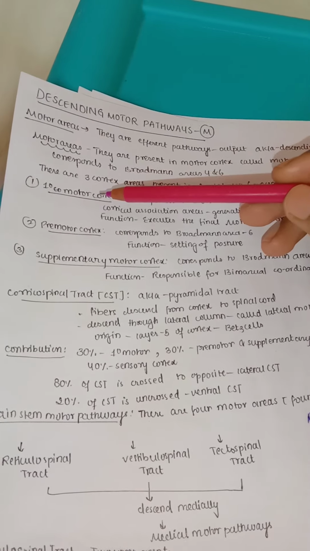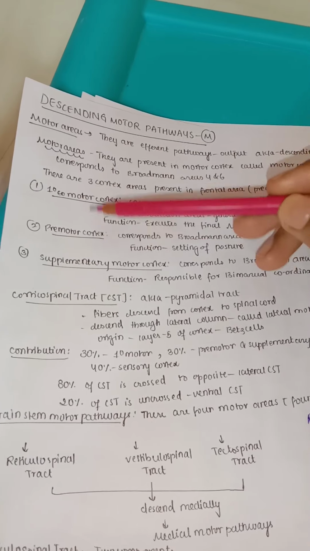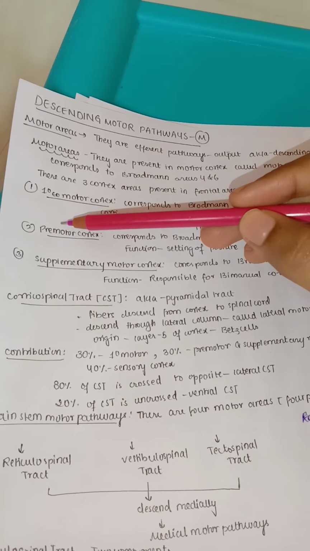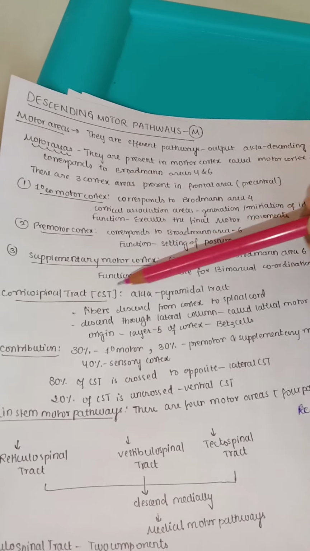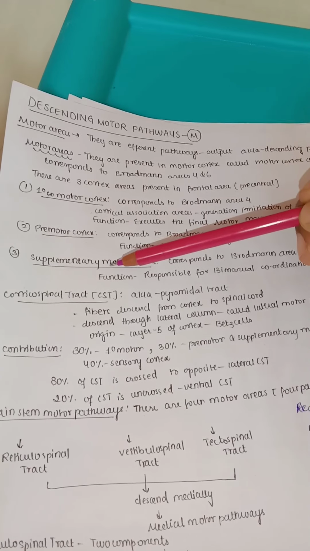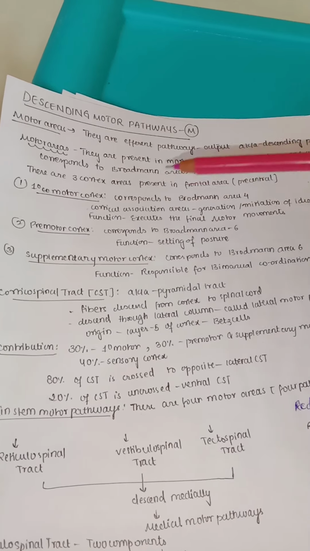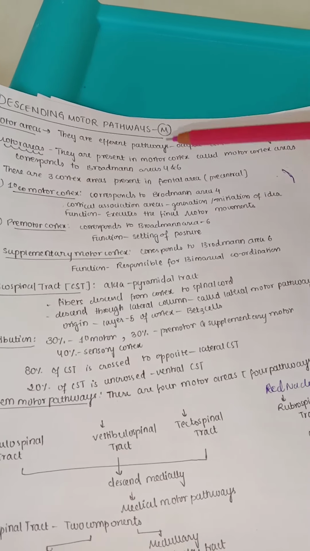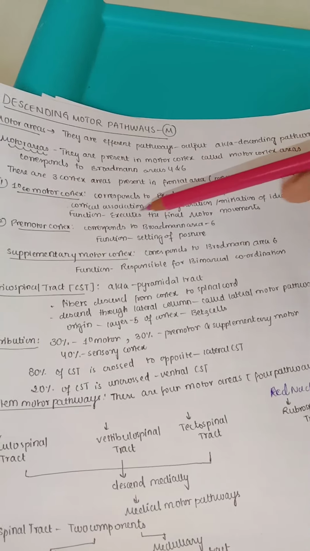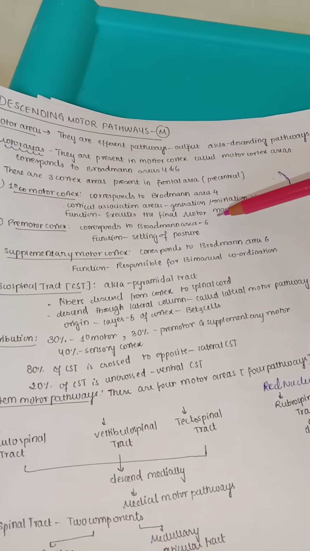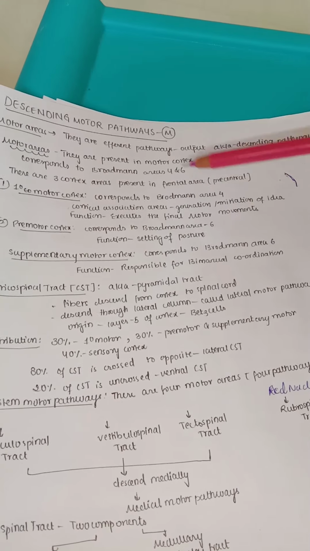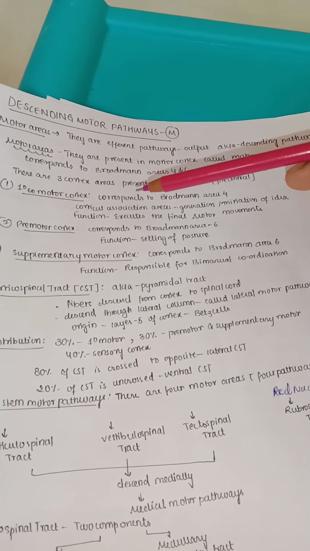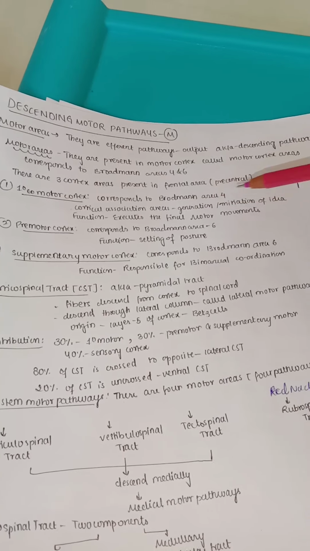The first one is the primary motor cortex. Next is the premotor cortex, which is in front of the primary motor cortex, and we also have the supplementary motor cortex. These are the main 3 cortex areas. The primary motor cortex mainly corresponds to Brodmann area 4, and its main function is to execute the final motor movements, that is, the motor fibers that form the movements in the muscles.